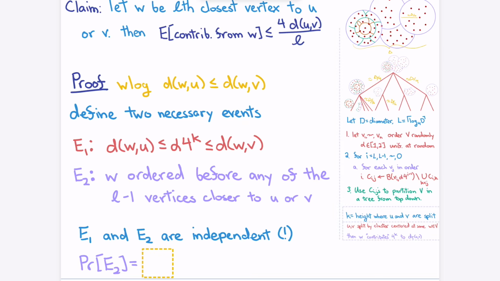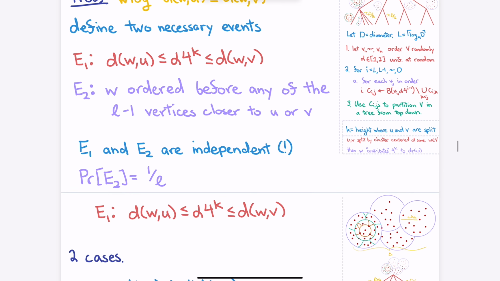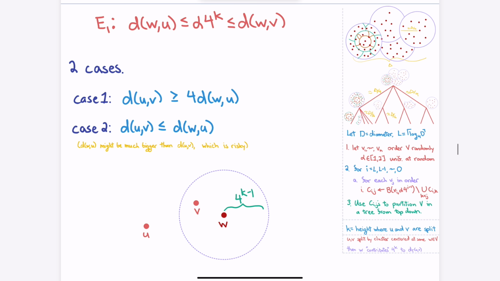1 over what? L. Okay. So 1/2 is already done. Okay. So good. All right. So what's left is trying to figure out E1. Okay. And we're going to break it up into two cases.